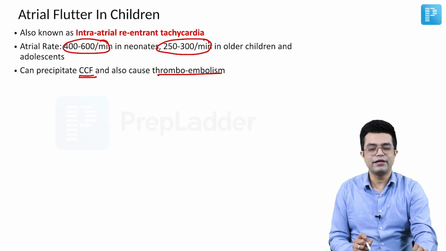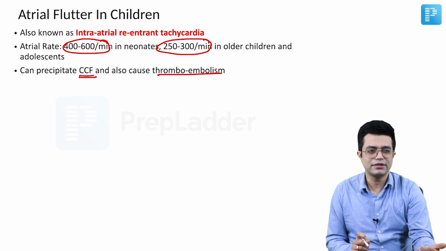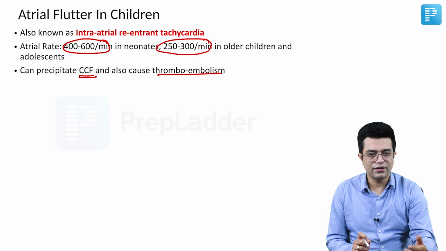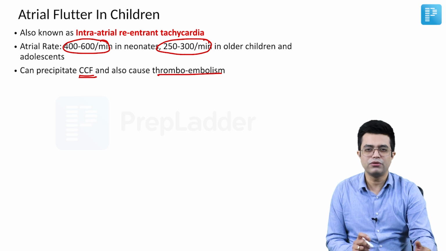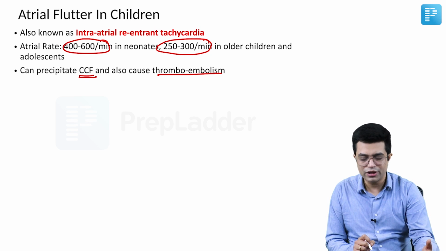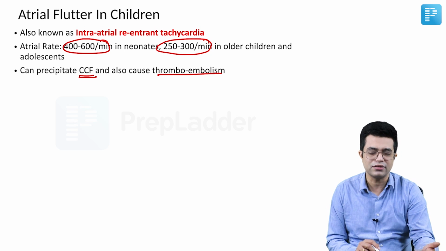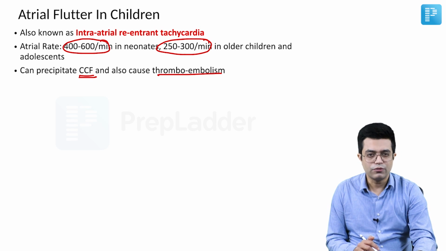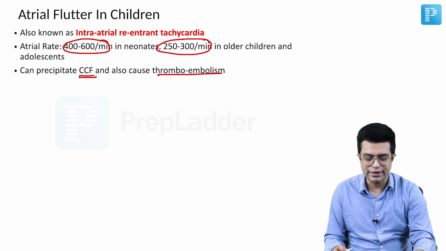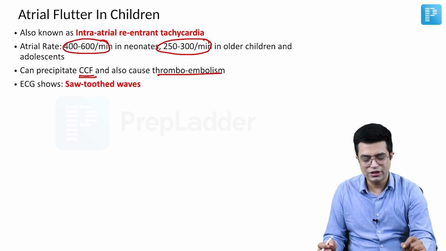Also, you need to understand that atrial flutter can occur in a variety of states. In case of newborns, it can occur in a normal heart also, particularly when myocarditis happens. In older children, it can happen with congenital heart diseases or surgeries like Fontan surgery, like Norwood procedure, etc. So different kinds of surgeries can precipitate flutter in the children. When you do ECG, it will show the classic appearance called sawtooth waves.